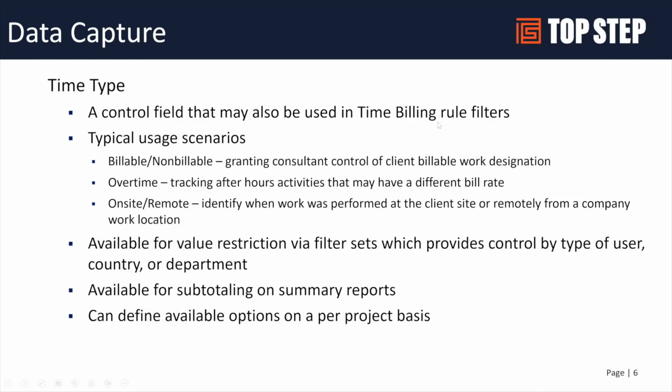Time type's probably the more popular option that we see customers benefiting from. There's a few things that time type does. The one thing it's probably most helpful for is you can actually filter billing rules by time type. And so this could be helpful if you are allowing the end user to pick a task and decide if it's billable or non-billable. Rather than having the non-billable flag set on the task behind the scenes, the end user can determine if the hours should be billed or not.